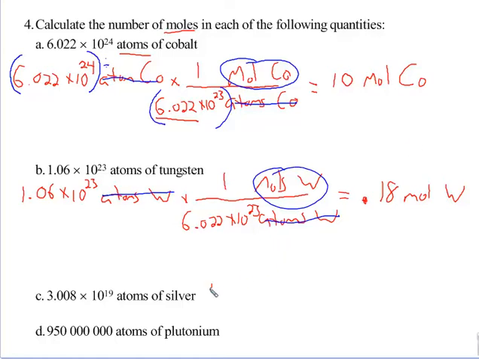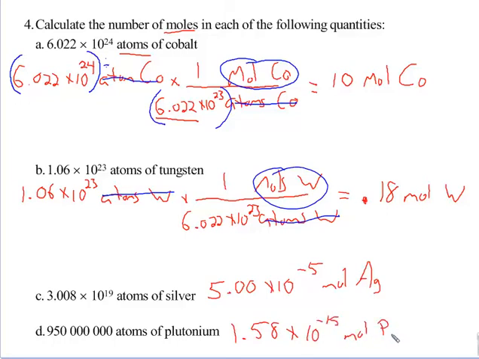I'll give you the answers to the other two. 4C is 5.00 times 10 to the negative 5th mole of silver, and 4D is 1.58 times 10 to the negative 15th moles of Pu.